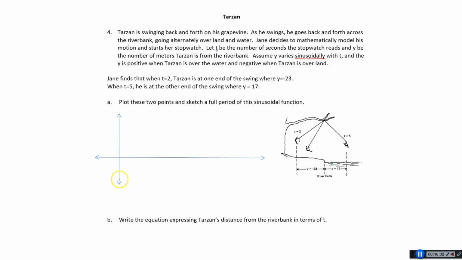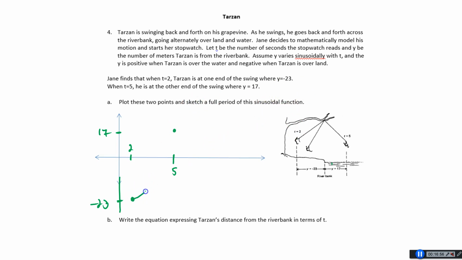This should really go a little lower, I think. So let's say negative 23 is right here. Let's say 2 is there, so he's down here. When T equals 5, he's at the other end of the swing where Y equals 17. So let's put 5 right here maybe, and he's up at 17. Right there. Okay, so plot those 2 points and sketch a full period.